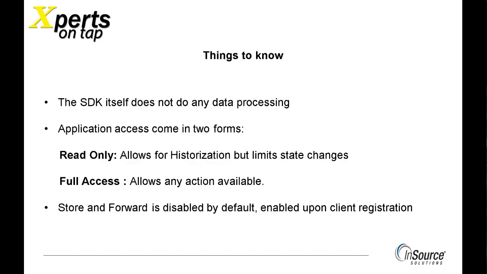Just a couple things to be aware of before we get started. The SDK itself does not do any processing of any data. All storage rules are applied at the historian. It's possible to limit the type of access provided to a client application to one of two types: either read-only access, which allows for historization of real-time data, but does not allow any actions that change the state of the historian, such as tag modifications, history block creation, change commits, etc. And the other type, which is full access, which allows for the running of any action available in the SDK.